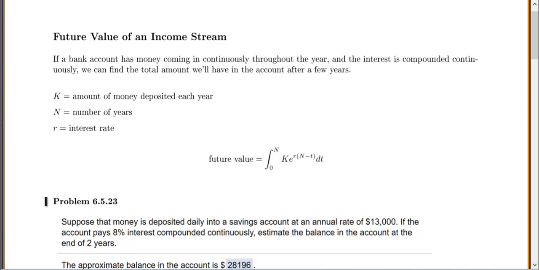So in this problem, which is 6.5.23, we're talking about money getting deposited into an account, etc. And as you read through it, you should recognize it as the future value of an income stream. That's what they're asking you to find.